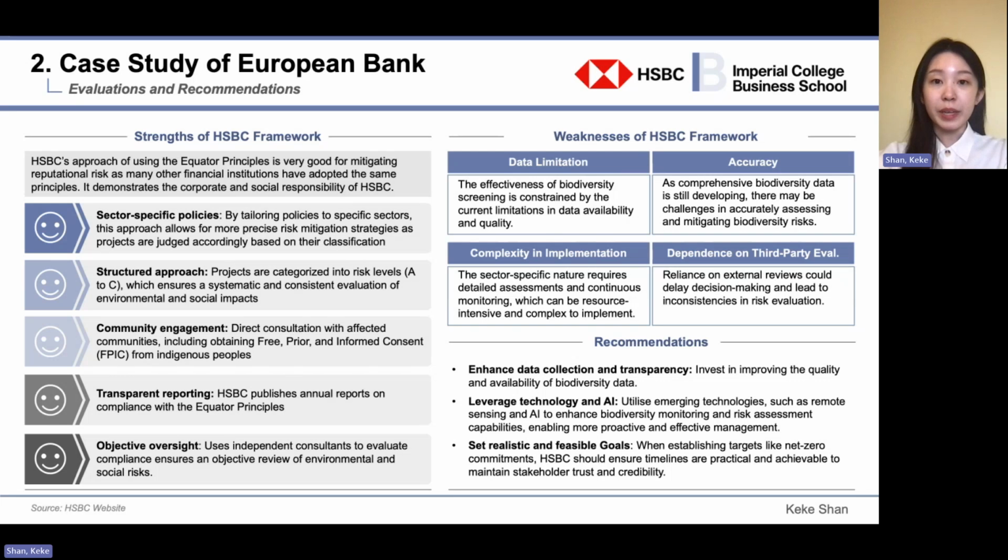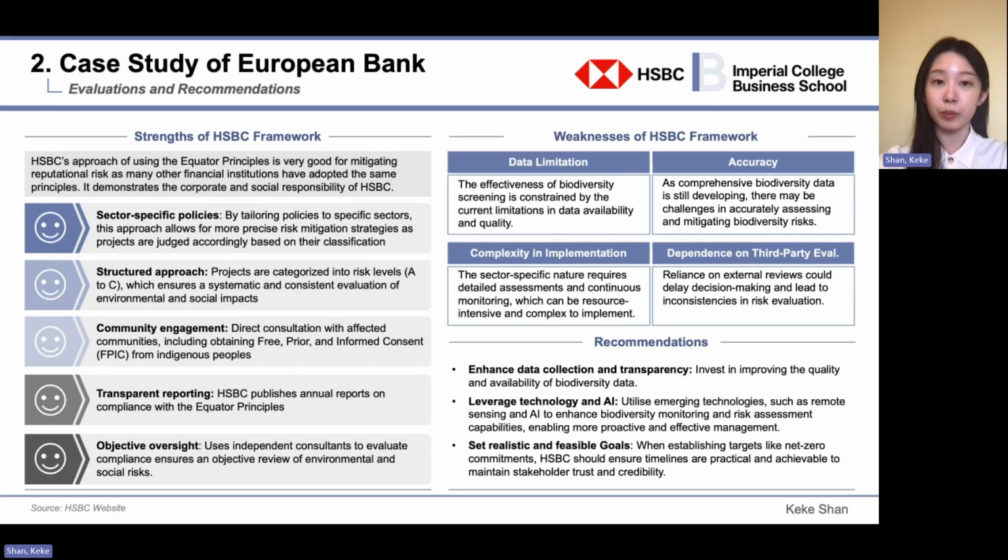HSBC's framework under the Equator Principles has several strengths. First, sector-specific policies allow HSBC to tailor its risk mitigation strategies and ensure that projects are assessed based on their industry classification. This structured approach categorizes projects and enables a systematic evaluation. Community engagement is another key strength, as HSBC directly consults affected communities through free, prior, and informed consent from indigenous groups. HSBC's transparent annual compliance report strengthens accountability. Additionally, the use of independent consultants provides an unbiased assessment, which enhances HSBC's credibility.